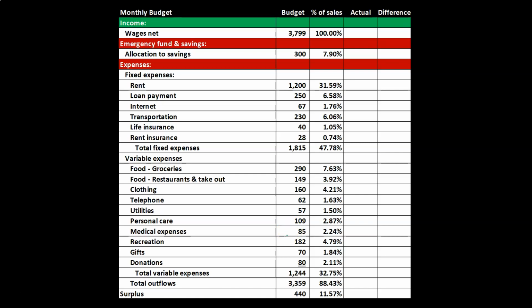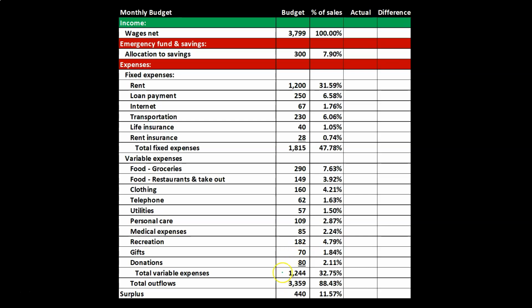Something like medical expenses, then the recreation, also something that would clearly generally go up as your income goes up oftentimes. So you might want to use your percentage basis to increase that proportionally. Gifts and donations in a similar fashion.